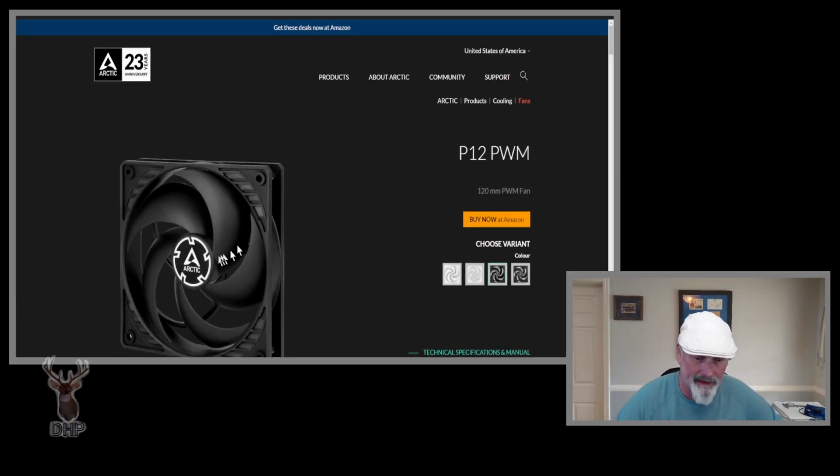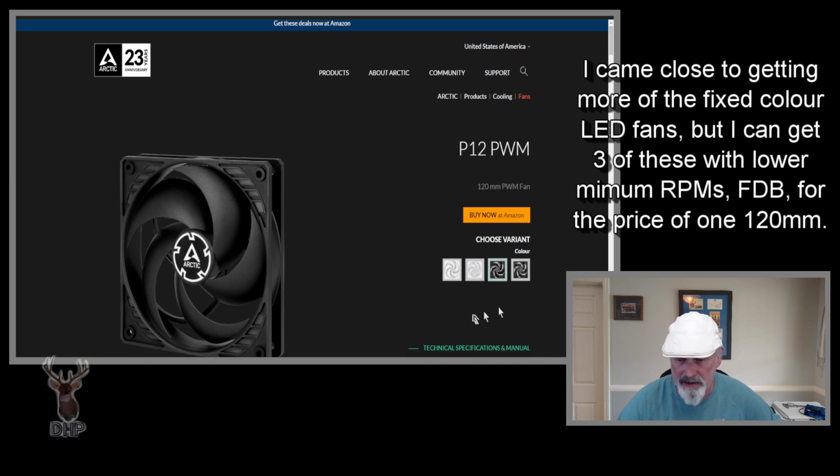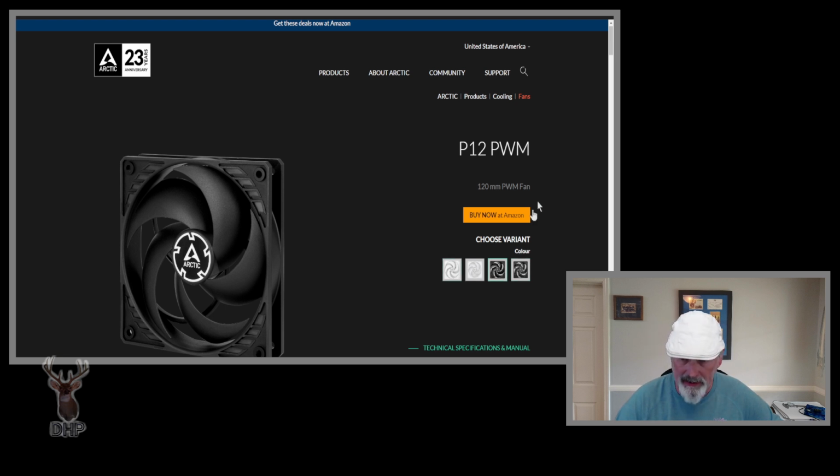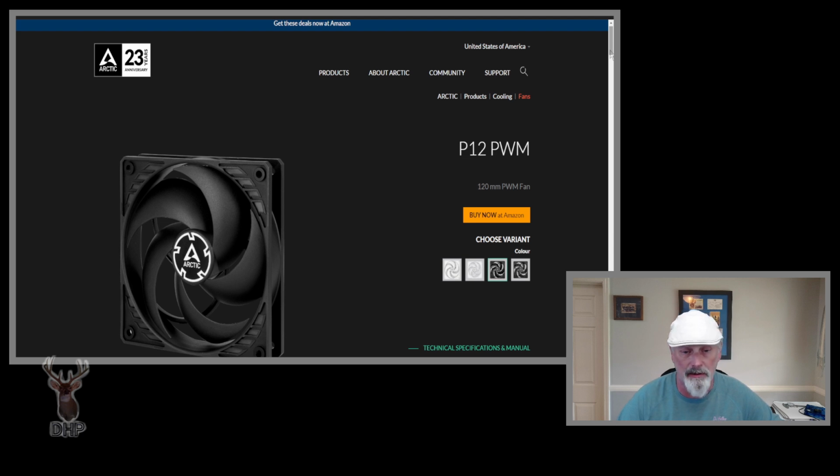Okay, now this is an Arctic. It's a PWM version of the P12. All right, another 120 millimeter fan. They have 4 different versions. They've got some semi-transparent blades and then some opaque blades in black and white. So 2 colors. Not a lot of options there. You're not going to see fancy colors and lights.